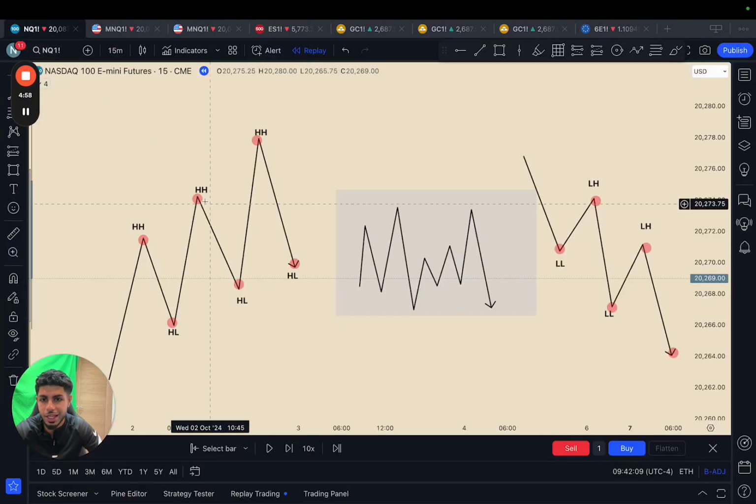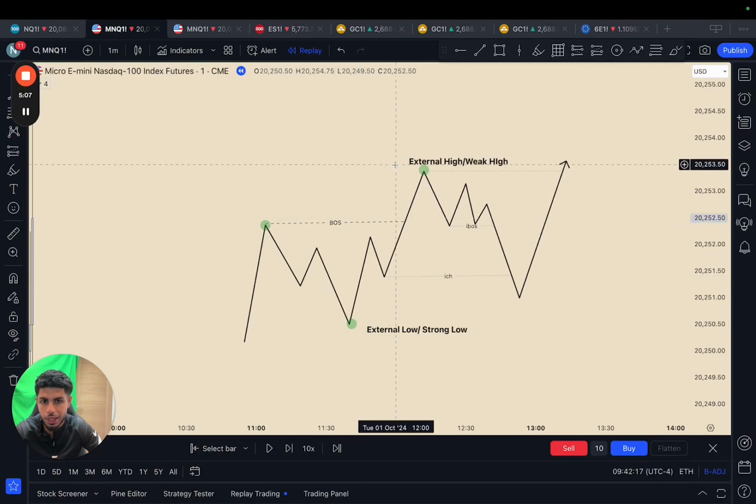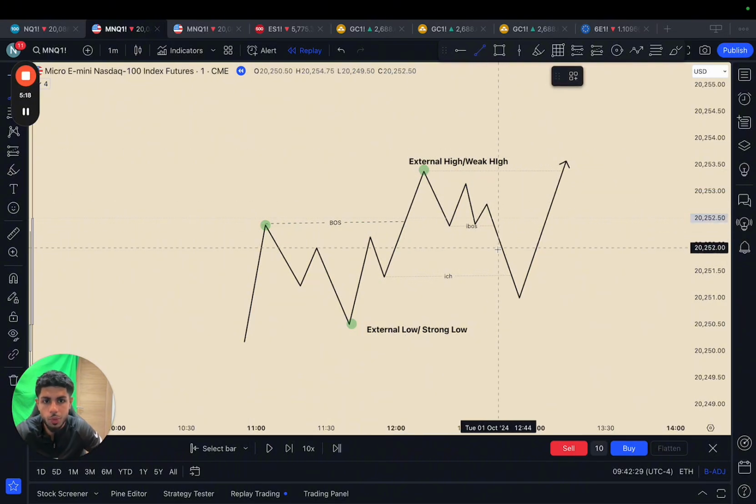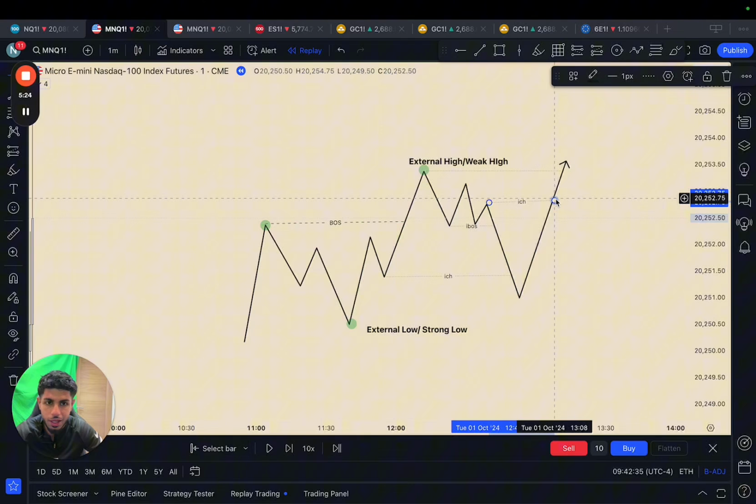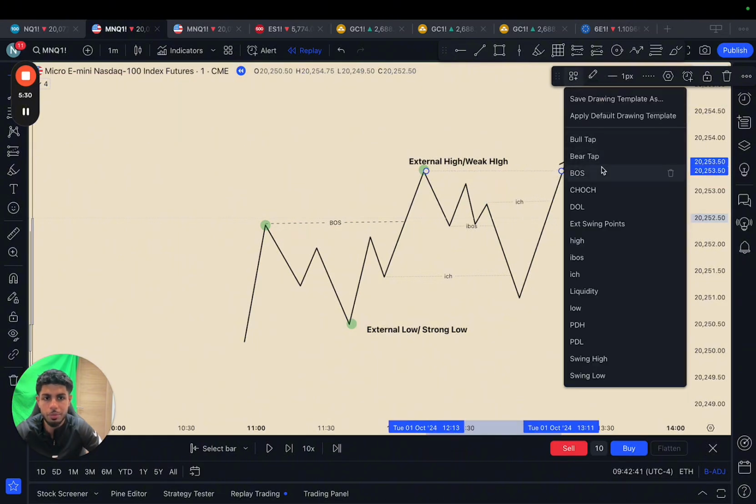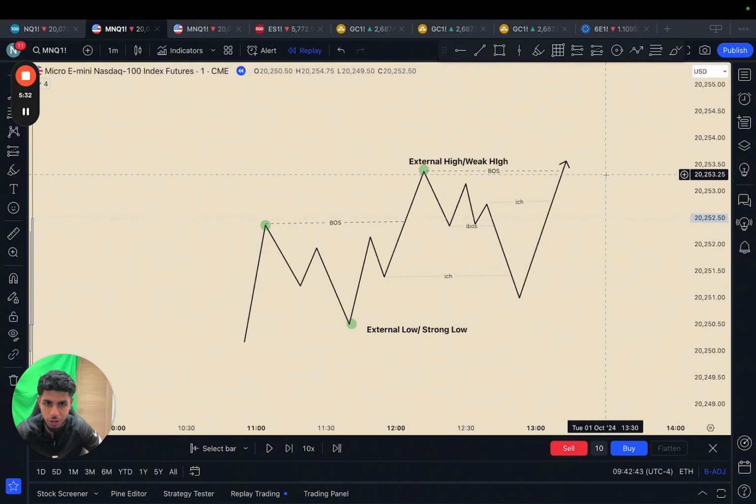It's the exact same as this pullback here, right? We expand, we pull back, we expand, we pull back, we expand, we pull back. It's the exact same as this pullback, expand, pullback, expand. It just looks a little bit more complicated. And when we close above this high, that's another internal change of character back to the upside. And what happens here when we close above this strong high? That becomes a break of structure to the upside.